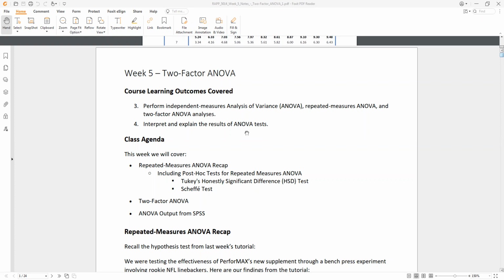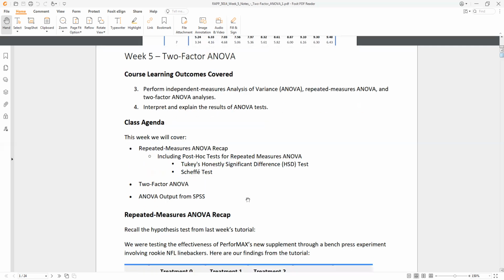In this recording, we're going to do the same post-hoc tests, but for repeated measures ANOVA. It's going to be very similar, right? I said last week, it's very, very similar. We're just changing a couple of things. It's almost no different, right?